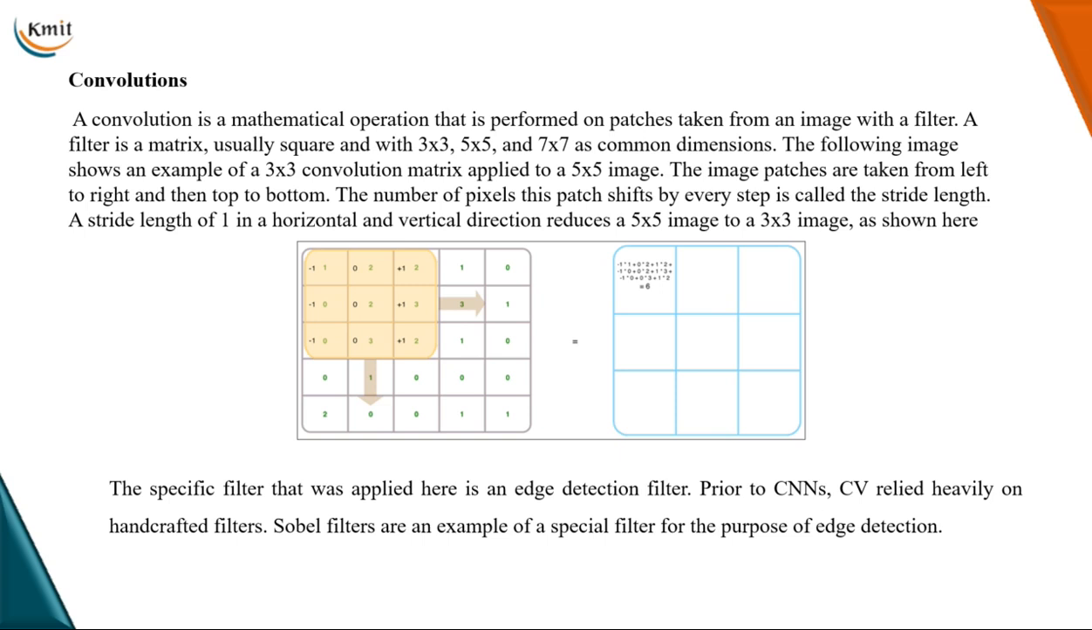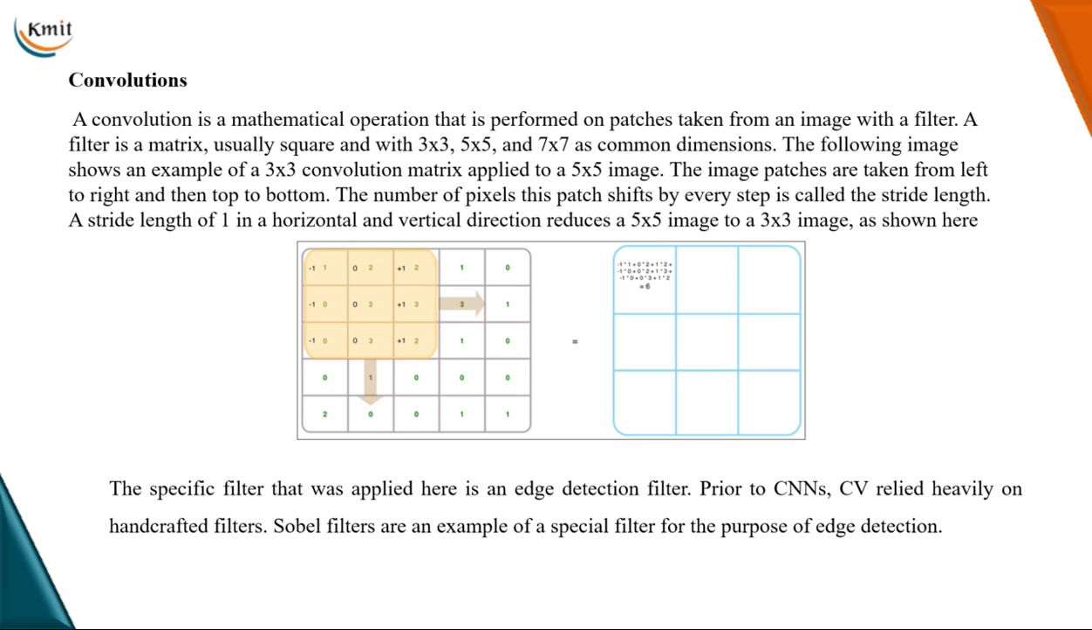The image patches are taken from left to right and top to bottom. The number of pixels the patch shifts by at every step is called the stride. A stride length of 1 in the horizontal and vertical direction reduces the 5 by 5 image to a 3 by 3 image, as you can see here in the figure. The specific filter that we have applied here is an edge detection filter. You can use any other filter of your choice.